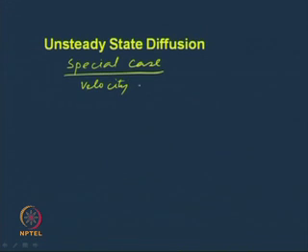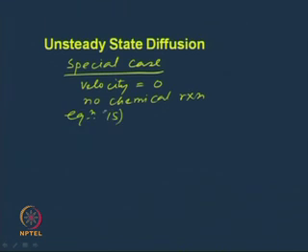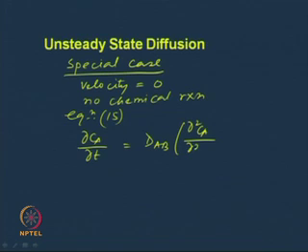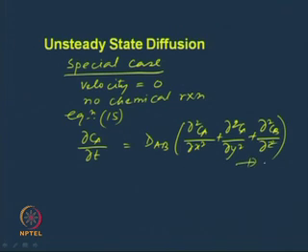So, if we consider a special case, when velocity is equal to 0 and no chemical reaction, in that case, the equation 15 we can write ∂CA/∂t will be equal to DAB(∂²CA/∂x² plus ∂²CA/∂y² plus ∂²CA/∂z²). So, this is equation number 16.